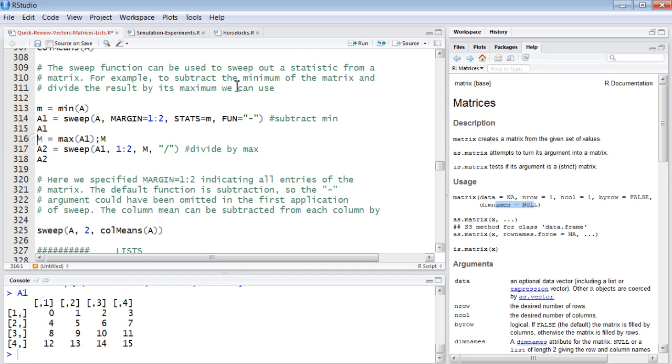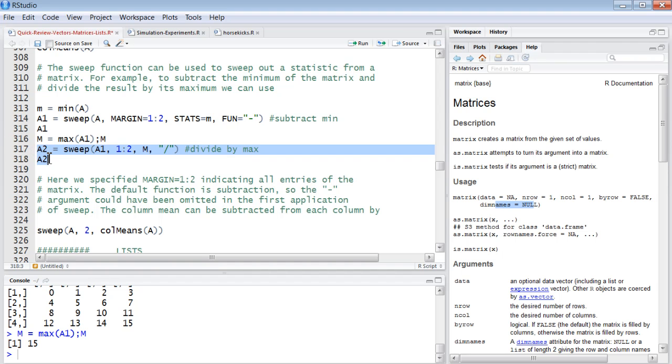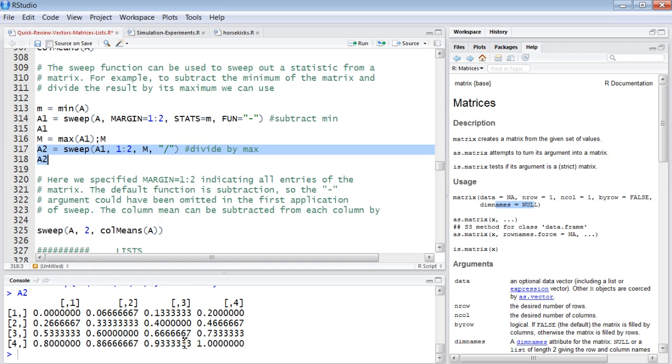And if we say, what's the maximum of A1? 15. Here we're going to divide each of the elements of our 0 to 15 matrix by this one value, 15. We're sweeping it. Sweep has 4 or 5 arguments, at least 4: the object you're sweeping, the elements of that object that you are sweeping, the value, and the function. Okay, so if we do that, sweep's very powerful and can affect a change to the entire matrix. Okay, so much for that.